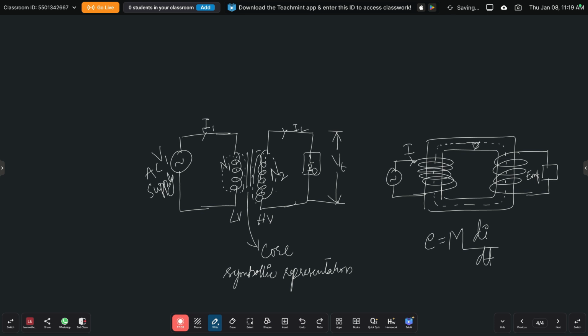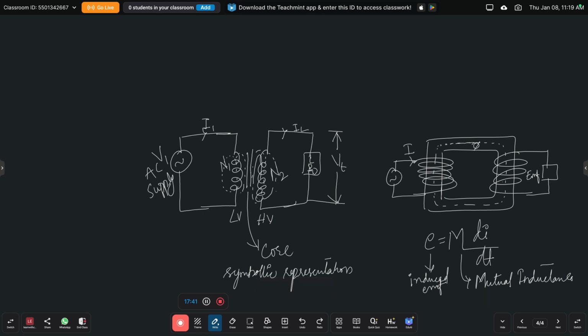Here E is the induced EMF, M is the mutual inductance, I is the current flowing through the primary winding, and t is the time taken for the change of the current. So this is the way the transformer works.